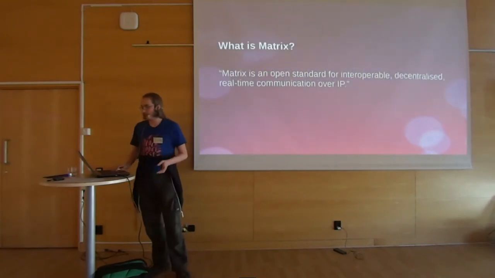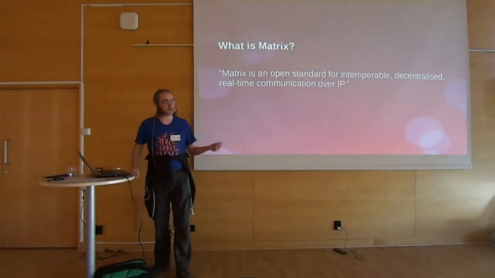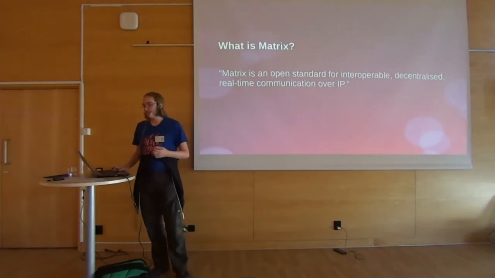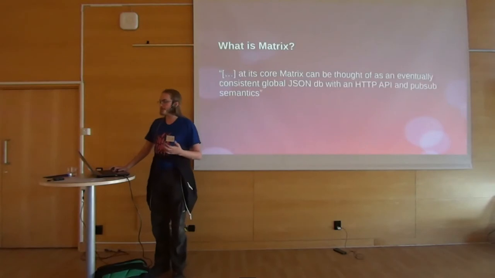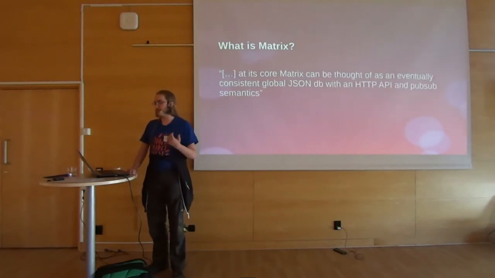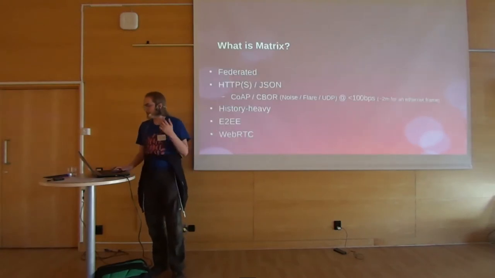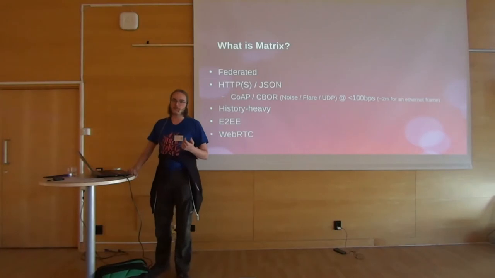What is the Matrix Protocol? It's an open standard for interoperable decentralized real-time communication over IP. Or, as I personally quite like it, it's an eventually consistent global JSON database with an HTTP API and PubSub semantics. So, Matrix is a federated protocol over the regular transports, over HTTP with JSON.